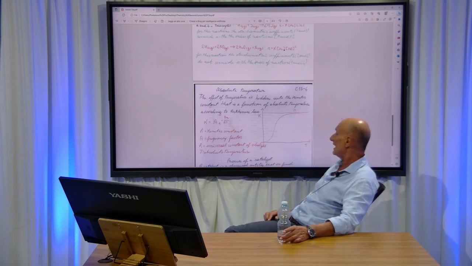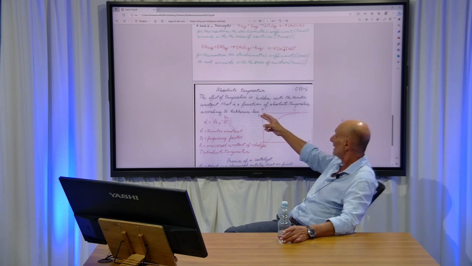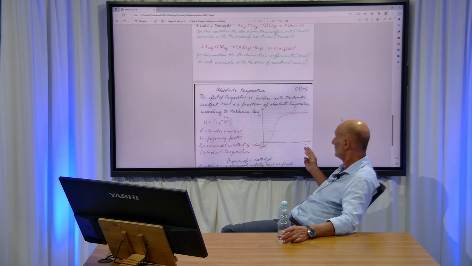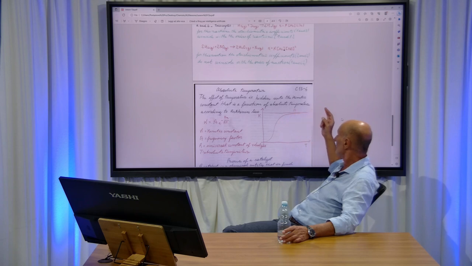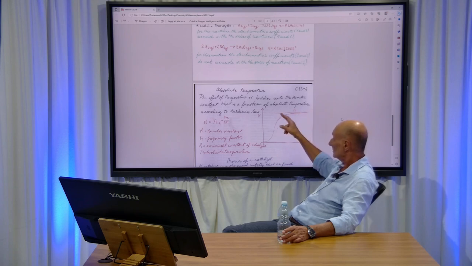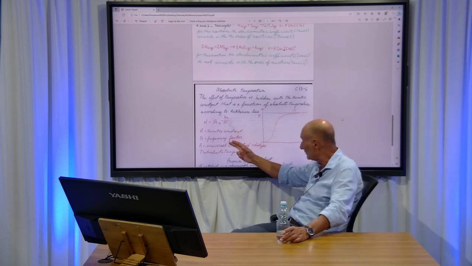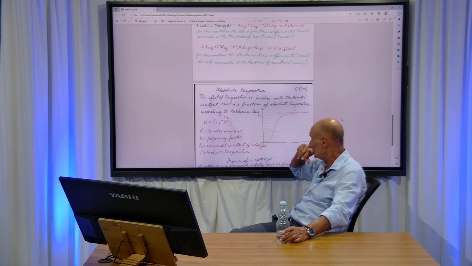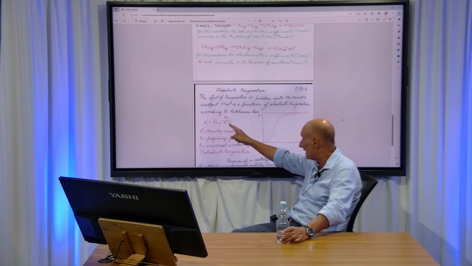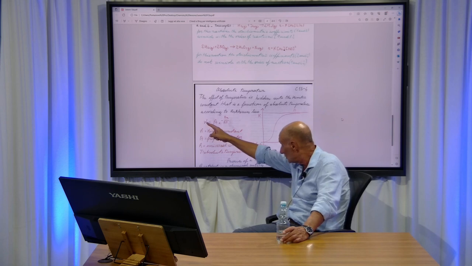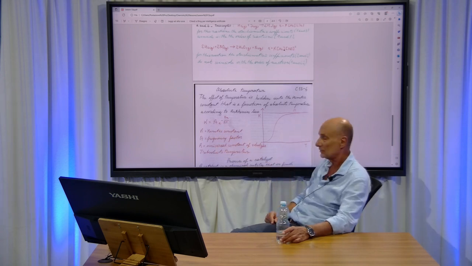If we report on a diagram the value of the kinetic constant K as a function of the absolute temperature T, we have a function like this. We have an exponential growth of this quantity that exponentially tends to this value A, okay? Because when temperature tends to infinity, this exponent tends to zero, and e elevated to zero tends to one, so the value of the kinetic constant tends to the value of the frequency factor.